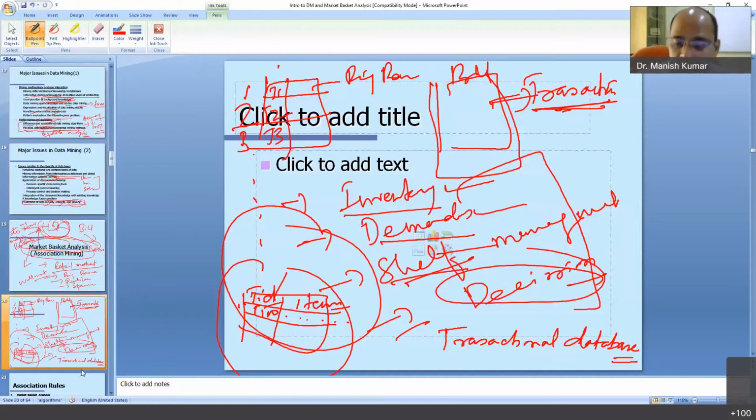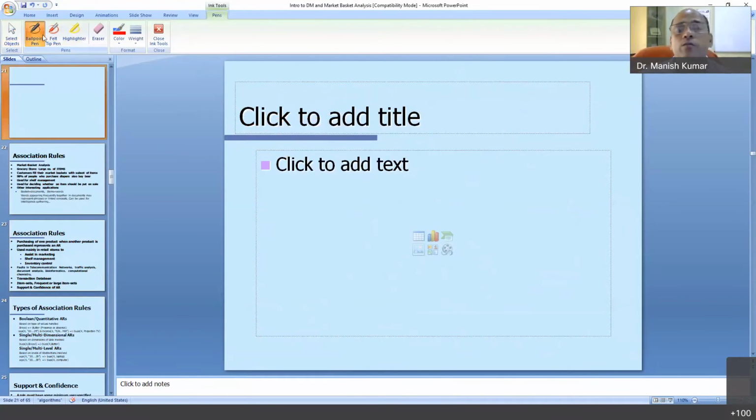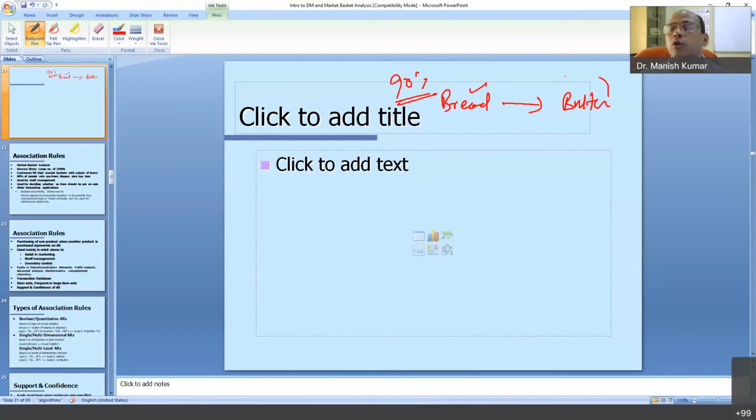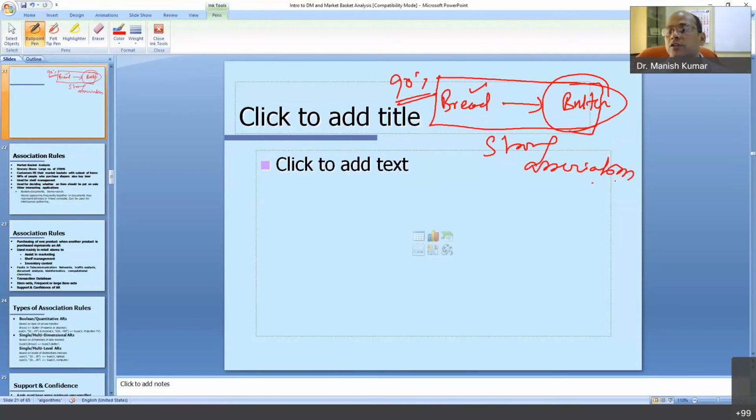Now the question is, what sort of improvement will they get? Suppose that out of 500 transactions, we get some idea that for item A, suppose bread and butter, they found that 90% of customers are going for bread and also going for butter. So we found that there is a strong association between bread and butter. Obviously, such strong associations will be found by applying some sort of algorithms on the transactional data.